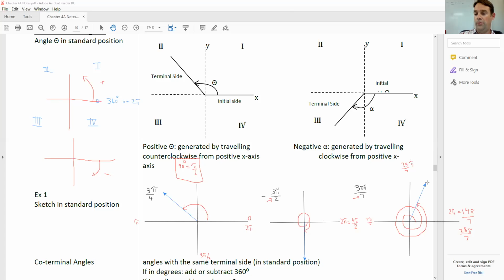So the first thing we've got to be able to do, friends, is just sketch a graph and be able to locate the angle. All right, and we can sketch the graph both in degrees and in radians.